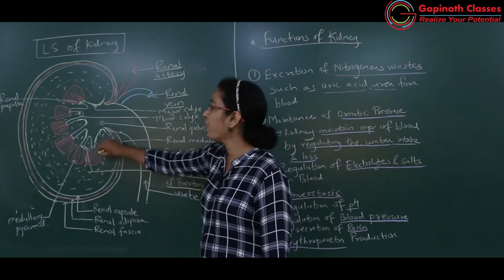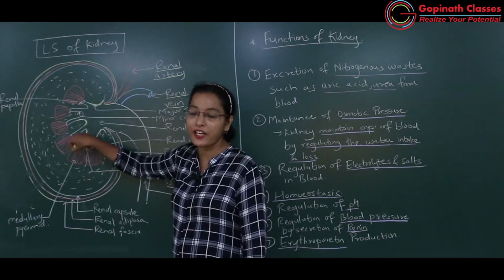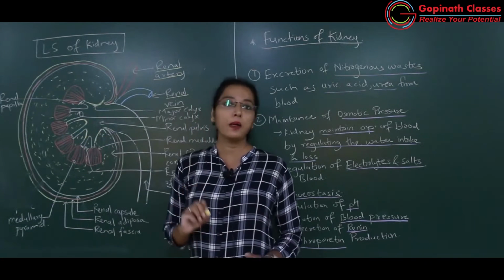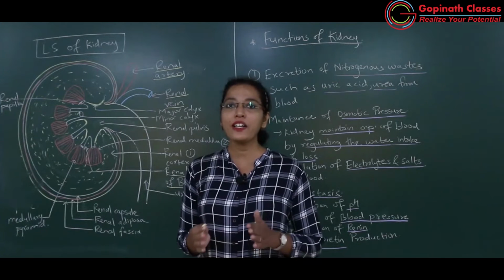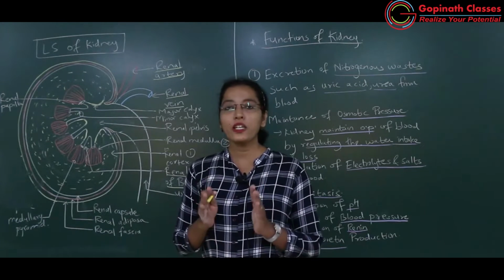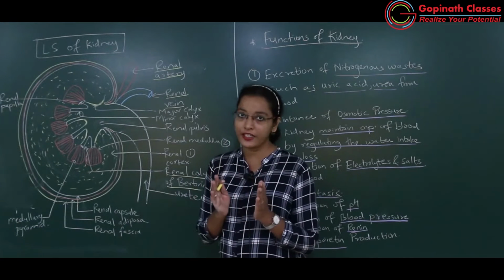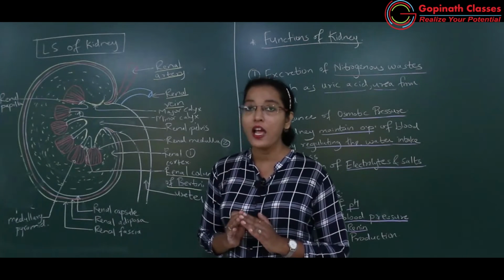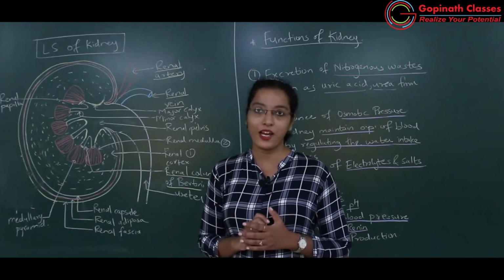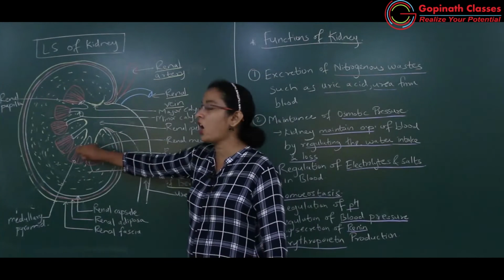Okay, then we have also studied these all medullary pyramids. How many are there? 8 to 15 in number. Okay, but it's not that in diagram you should draw minimum 8. Okay, the basic thing which you have to draw in diagram is renal cortex. You will indicate it by dotted, and renal medulla by striations. Got it?